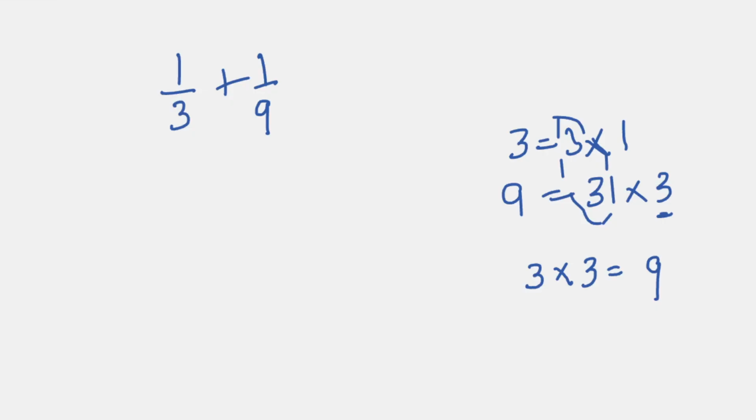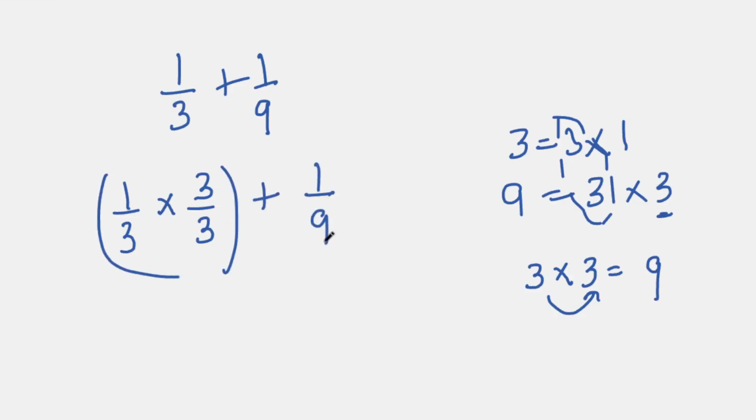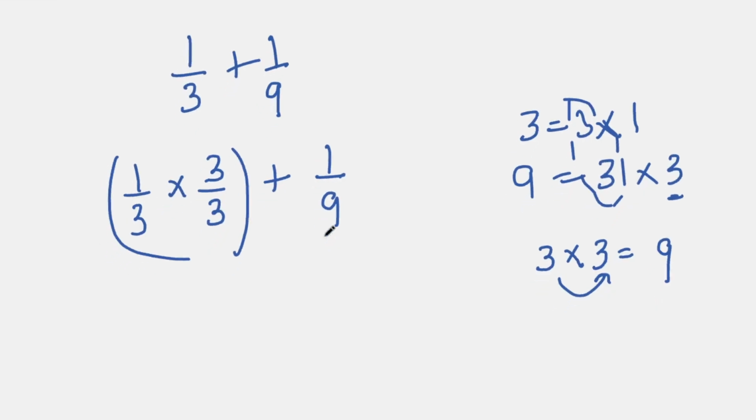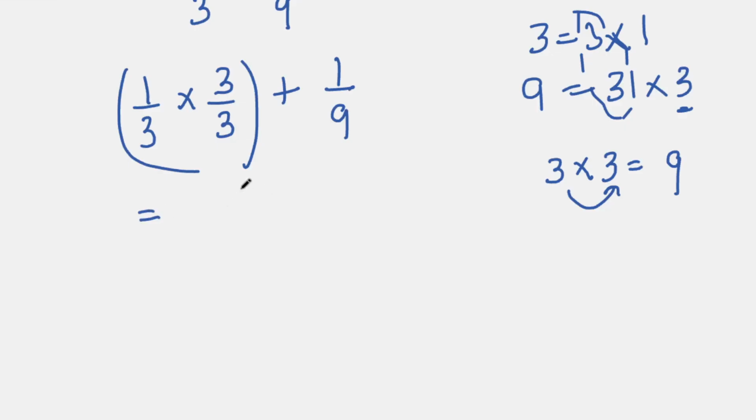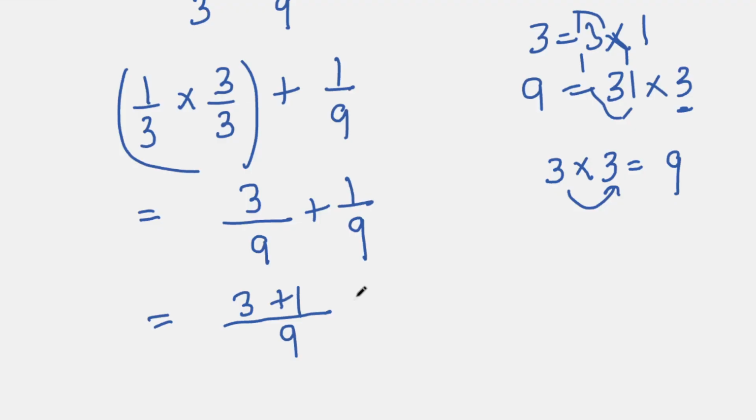Now we know that the denominator should become 9. So here 1 by 3 we have. Now 3 when multiplied by 3 gives us 9, right? So it means we need to multiply and divide by 3 here. And 1 by 9 will remain the same because it already has the denominator 9. Further solving, it gives us 3 by 9 plus 1 by 9. Now it becomes addition of like fractions. So we will add the numerators and the denominator will remain the same. And the sum we get is 4 by 9.